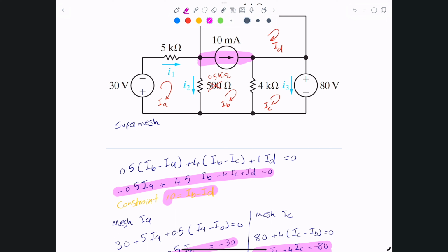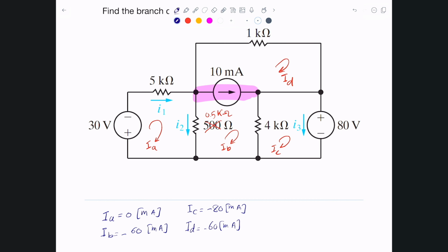So I have 4 equations for 4 unknowns. All I have to do is just solve them, and I'll figure out IA, IB, IC, and ID, and I'll be able to figure out all the mesh currents or all the branch currents that I want. So let me just compute that for you. So after solving all these equations, you'll end up with the following values. So IA happened to be 0 amps, and IB is negative 60 milliamps, and IC is negative 80 milliamps, and ID is negative 60 milliamps.